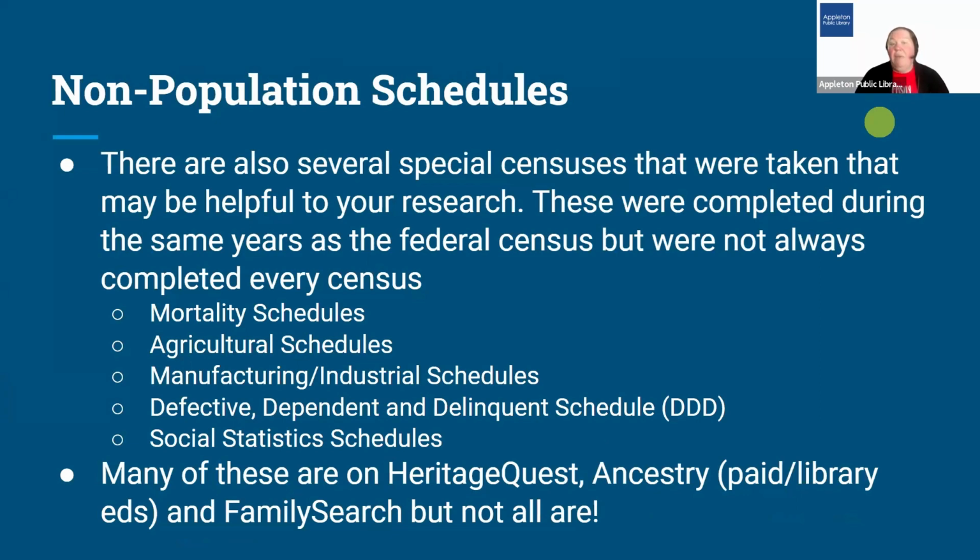Now we're going to dive into the non-population schedules. So these are kind of special censuses that were taken that might be helpful to your research, that were completed during the same years as the federal census, but not always completed every census. So we're going to talk about the mortality schedules, agricultural schedules, manufacturing and industrial schedules, the defective, dependent, and delinquent schedule, and the social statistics schedules. Many of these are available on Heritage Quest, on Ancestry, both the paid and the library edition, and on Family Search, but of course not all of them are. There are still records that are not digitized and available online.